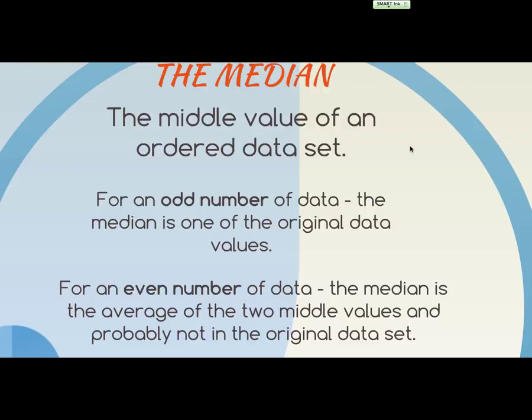But if you have an even number of data, like an even amount, then it's the average of the two middle values, probably not in the original data set. So if we have an even number, we cross them out, and then we have two values in the middle. Do you guys remember doing this way back then?